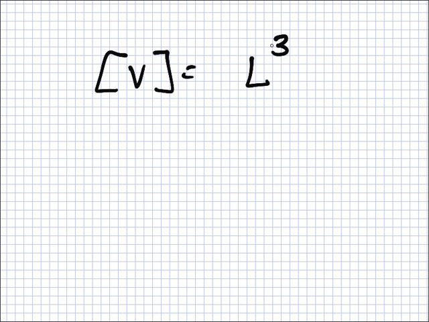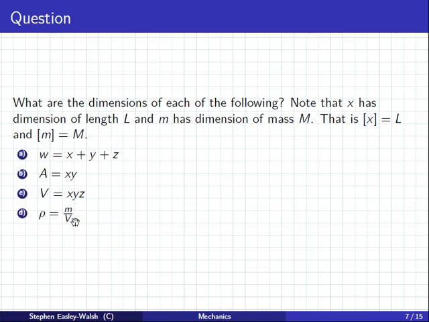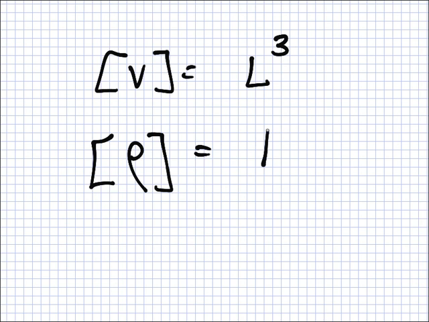Okay. And then the last one, dimension of rho. What's the dimension of rho? Mass over length cubed. Yeah. Mass over length cubed. Not so bad, huh? Okay.